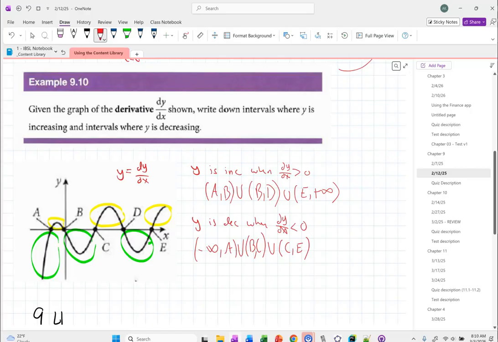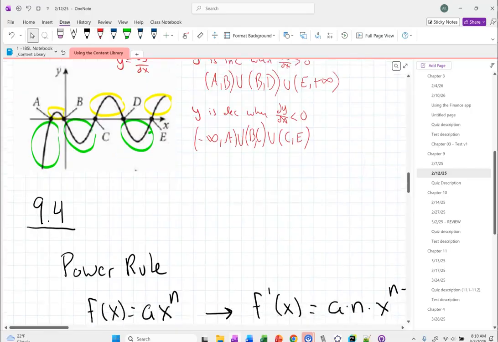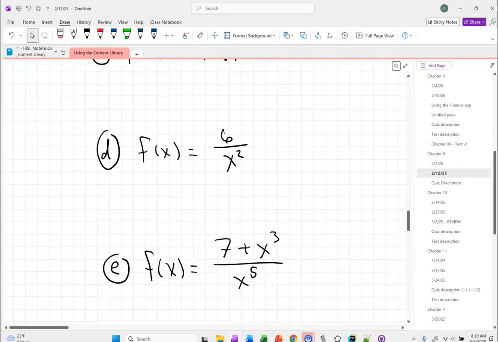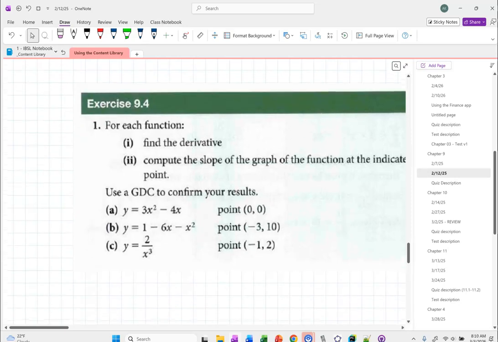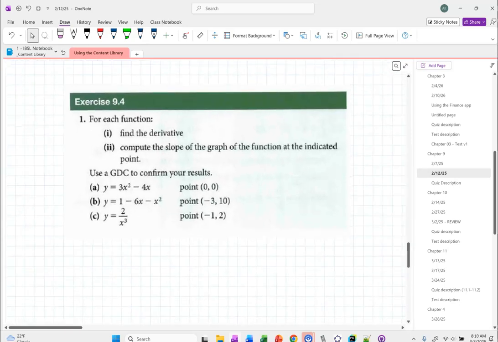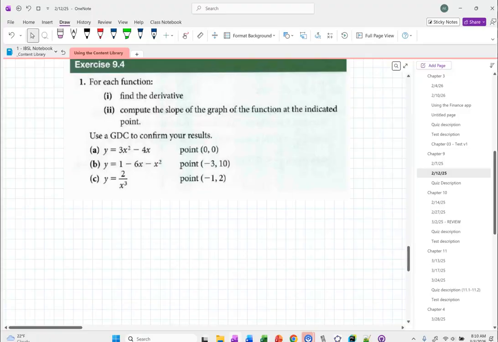What do you guys think on this? So far, so good? Yeah. Okay. I'm skating through this stuff because we already did it. I want to get to this piece here and do this example. So it says for each function, find the derivative and then compute the slope of the graph of the function at the indicated point.